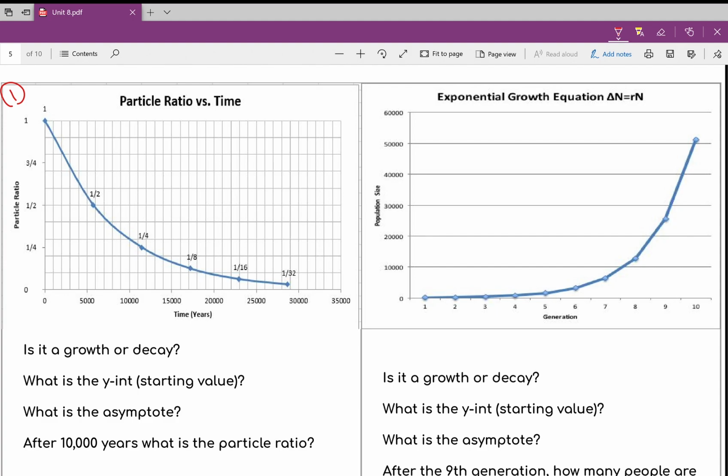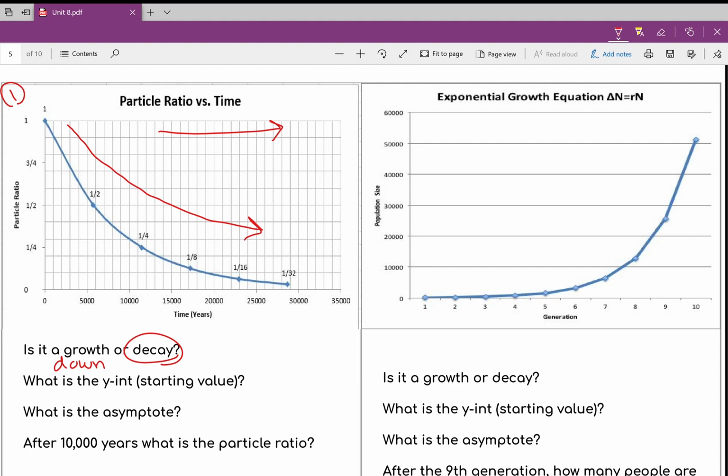It says, is it a growth or a decay? So looking at the graph, remember we read it from left to right, just like we read a book. We have to see if the graph is going up or going down. Well, if we follow it from here, we know that it's going down. So since it's going down, this is going to be a decay.